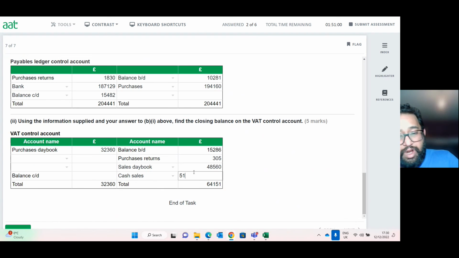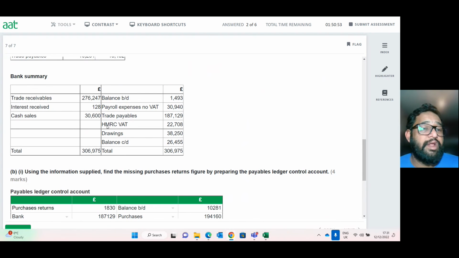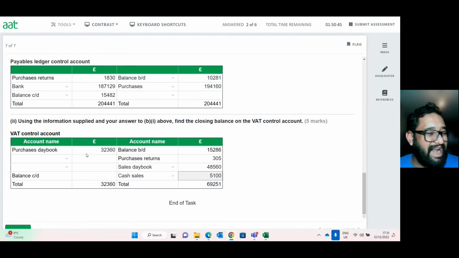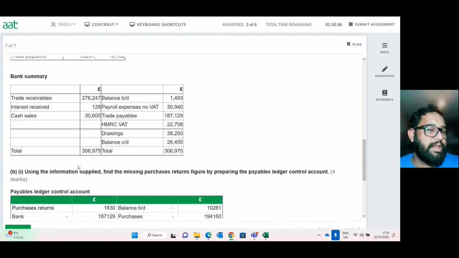So it's 5,100 I have done. Do I have anything else I need to report? If I'm going to look at it here, there is a payment to HMRC, the VAT we paid to them, done from our bank account, which is 22,708 credit side. So here, 22,708 debit side. Now, do I have any more?